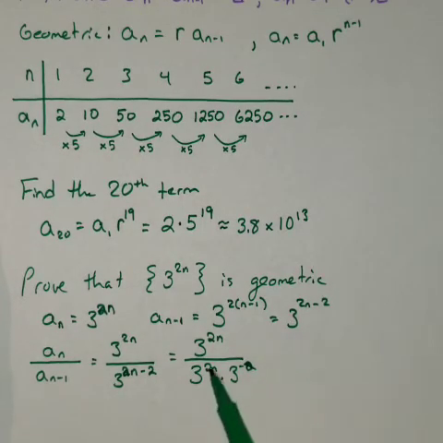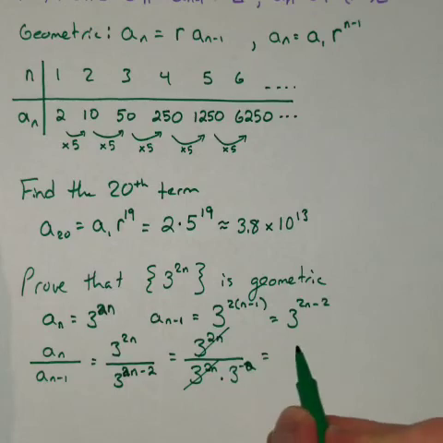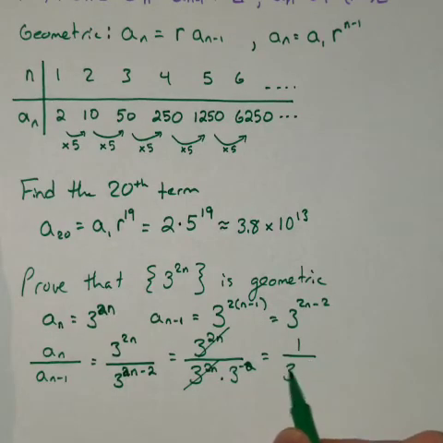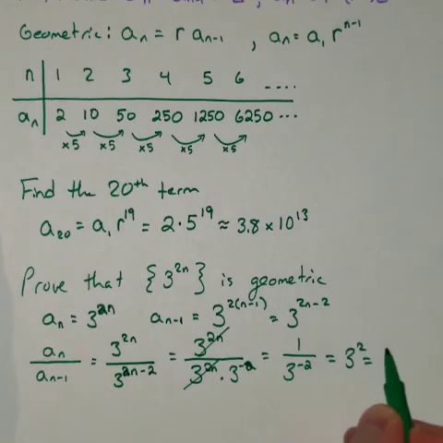And then, well, I can cancel common factors, right? 3 to the 2n cancel out. I'm left with 1 over 3 to the minus 2. Well, a negative exponent becomes positive in the numerator, right? If it's negative in the denominator. So this becomes 3 squared, which of course is 9.